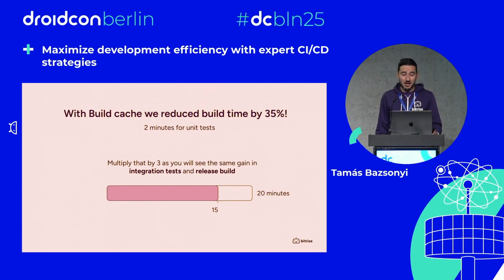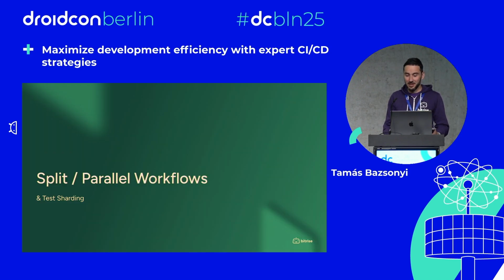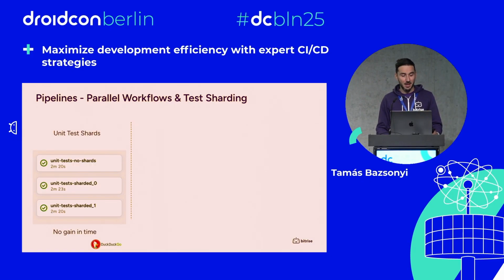So we shaved down 35%, which is 2 minutes for the unit tests, the integration and release builds, and we are at 15 minutes already, which is quite awesome. But we are still looking to get to that 20 minutes. So let's look at the third option, split and parallel workflows and test sharding. This is how the unit tests look.